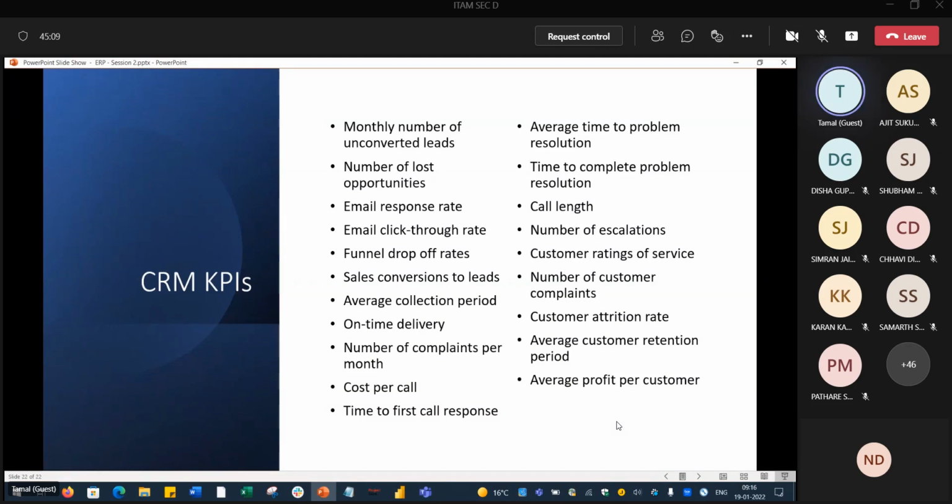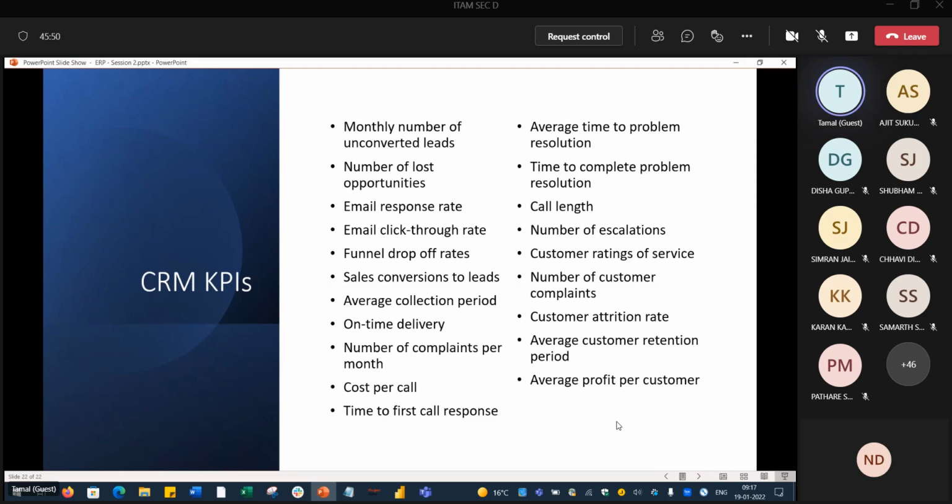So these are the measures of your success or failure. Monthly number of unconverted leads. If it is showing a decline, then it is good. Number of lost opportunities. Email response rate: you have sent 10,000 emails, and only 10 of them have responded. Email click-through rate: somebody has at least opened that email. Forget about response, whether that email has been opened or not. Then sales conversion to leads.